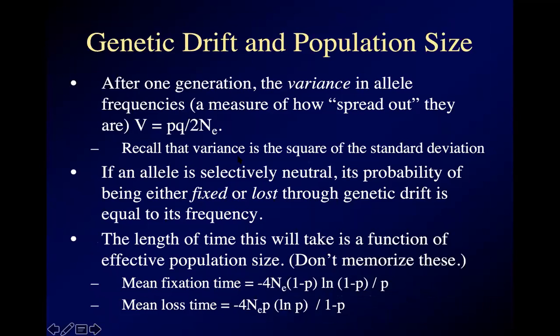Okay. Oh, wow. I'm almost out of time, and those are a whole bunch of formulas that I'm not going to require you to memorize at all, except you can't directly calculate the effect of genetic drift because it depends on random effects. But the variance in allele effects is equal to P times Q divided by 2 times the effective population size. So the smaller the effective population size, the greater the variance is going to be. The more those allele frequencies are going to tend to spread out away from where Hardy-Weinberg equilibrium predicts they should be.